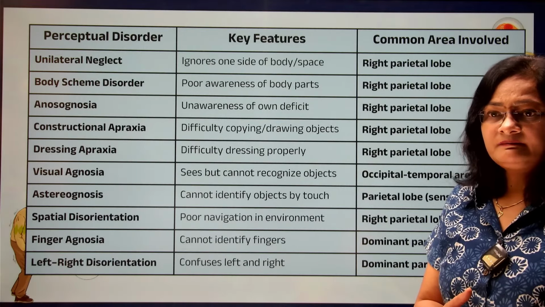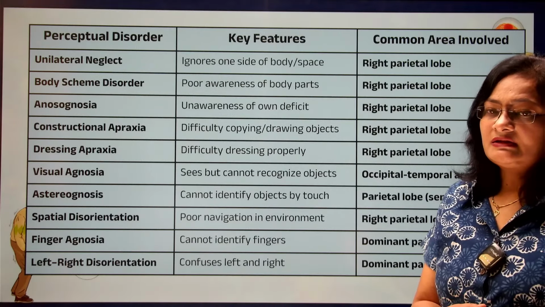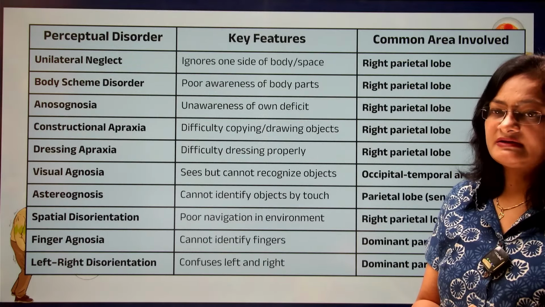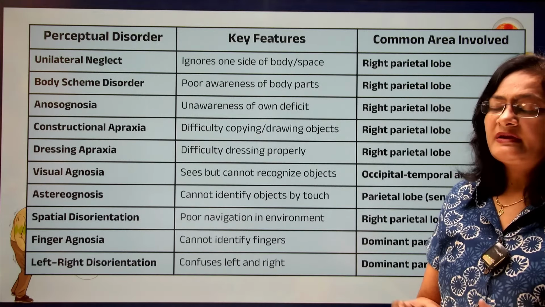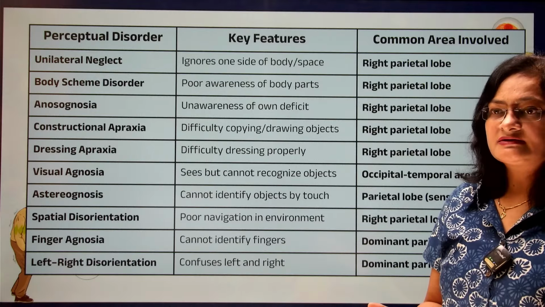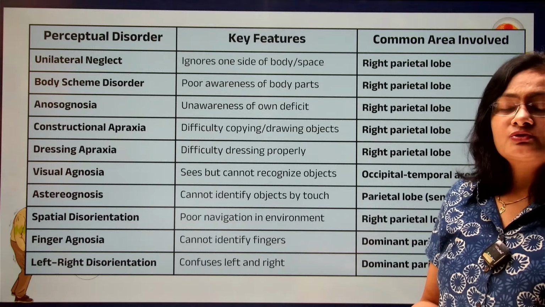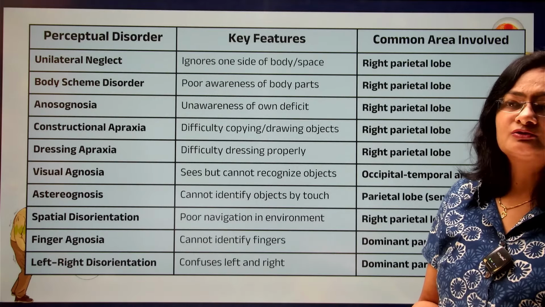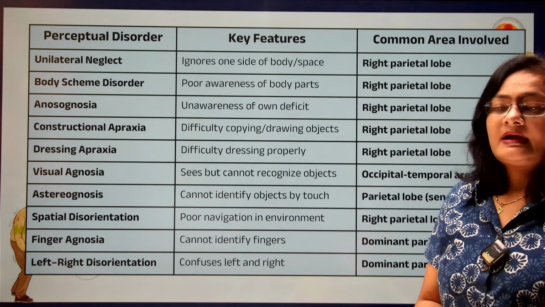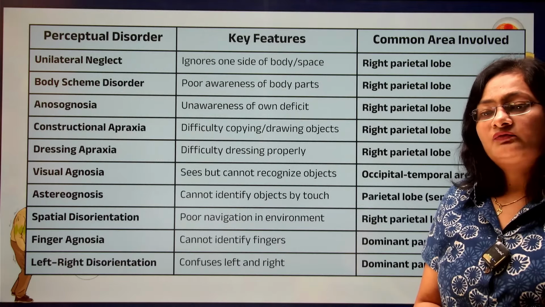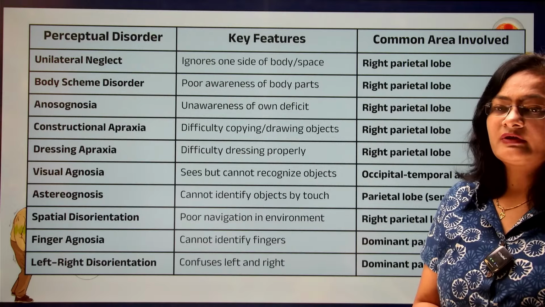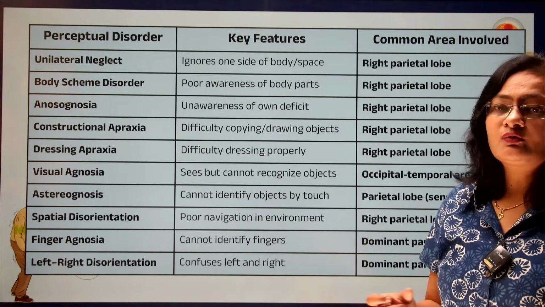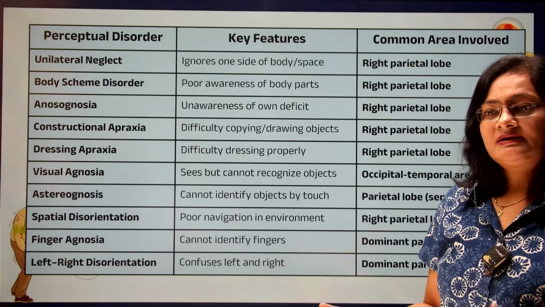Spatial disorientation: the patient will have poor navigation in the environment. They cannot relate things with each other. Finger agnosia: the patient will not be able to identify the fingers. For example, when you ask the patient to show their little finger, the patient will not be able to raise it because the patient is not aware which is the little finger. And left right discrimination: the patient confuses left and right. When you ask the patient to touch the right ear, the patient will not be able to, because of difficulty in discriminating right and left.